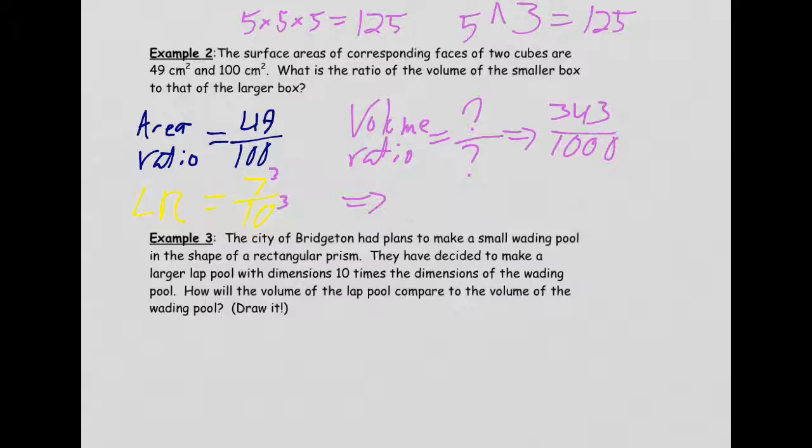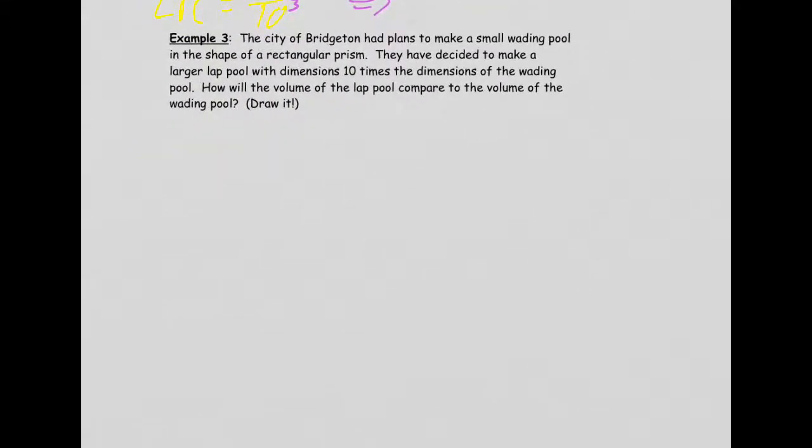Example 3. The city of Bridgeton had plans to make a small wading pool in the shape of a rectangular prism. They have decided to make a larger lap pool. Alright. So with this one, why don't you guys try it yourself? Draw it. My hint is they don't tell you how large that small wading pool is. So make one of the sides of the small wading pool 1.